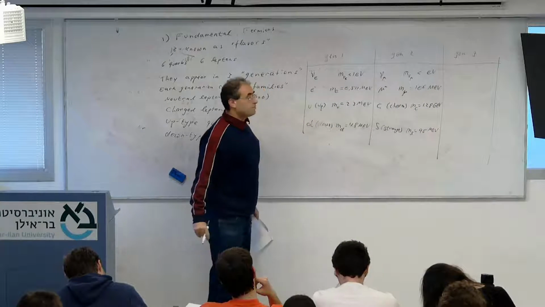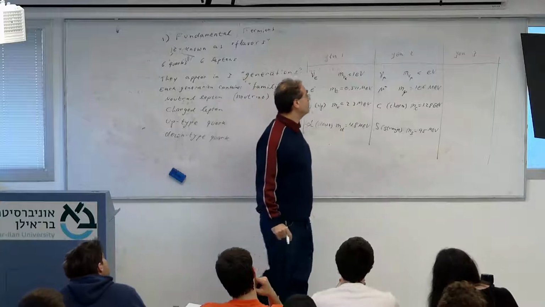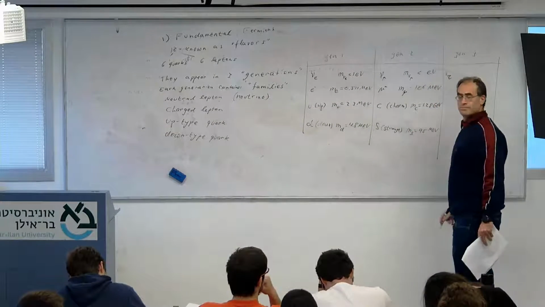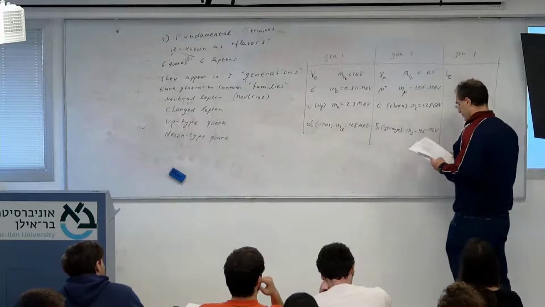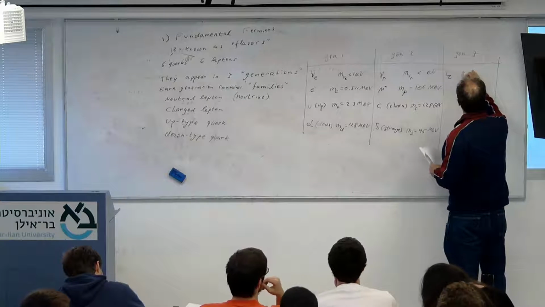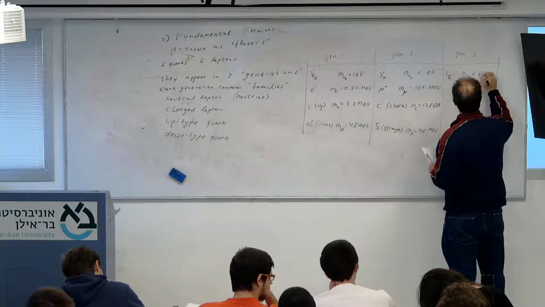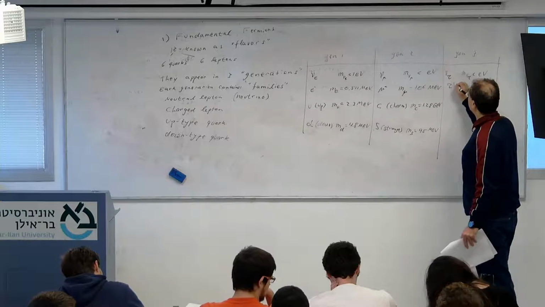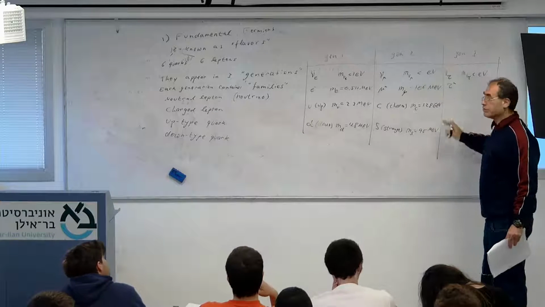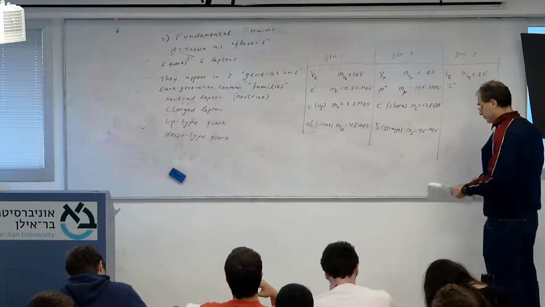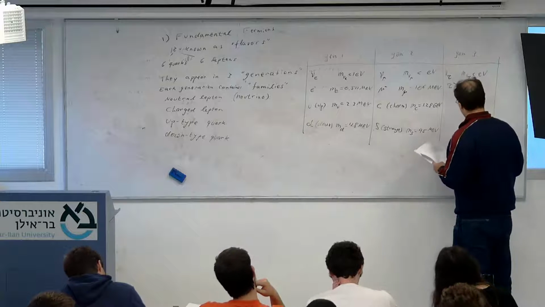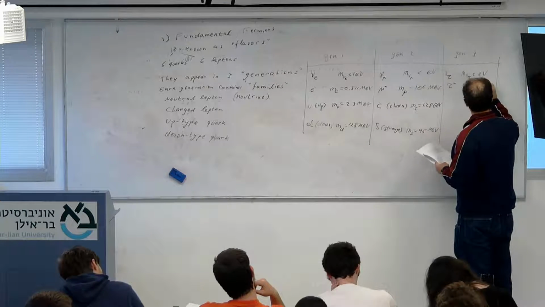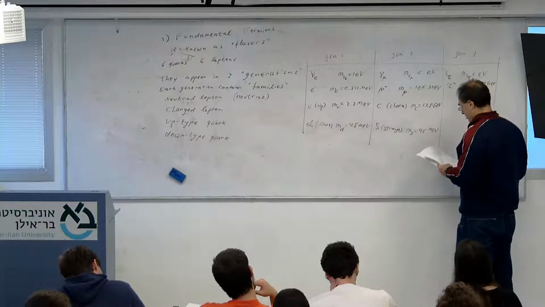And the third generation, the tau, right? So we have the neutrino tau. Again, the mass of the neutrino tau is very small, but not zero. There is the tau particle. All have a negative charge, right? Same as the muon and the electron. And the mass of the tau is 1.777 GeV.